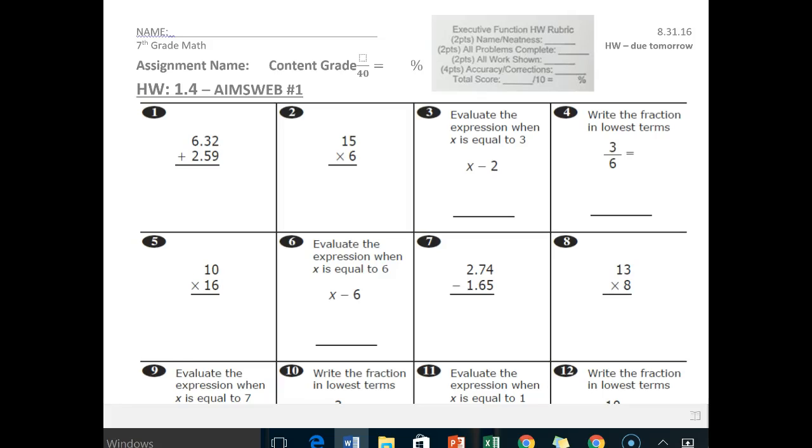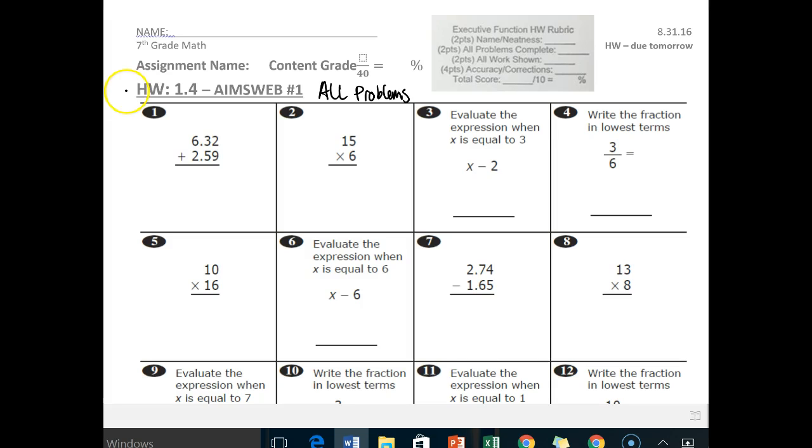Tonight I'm going to help you out with homework 1.4, AIMSweb number 1, and guess what? I'm going to do all the problems. Yes, so your paper should look exactly like this video when I come back and see it and grade it and give it back to you on Tuesday. If not, it means you were being lazy and you didn't want to watch the whole video.